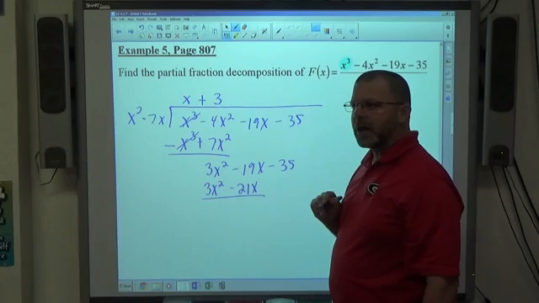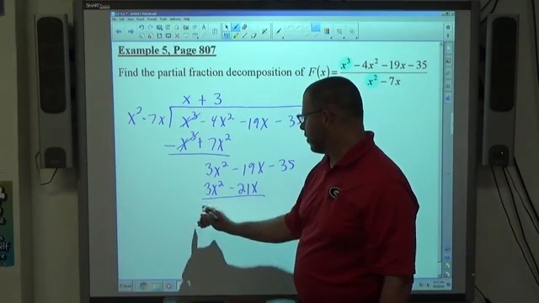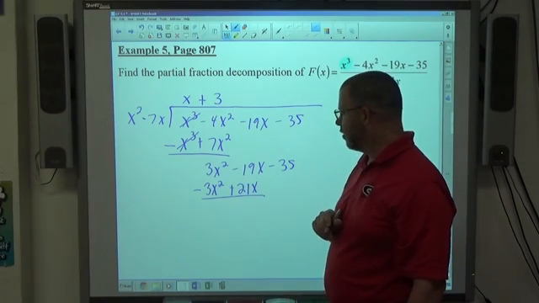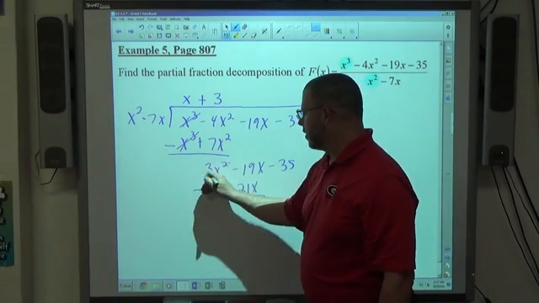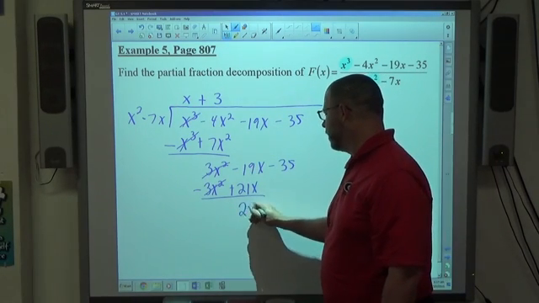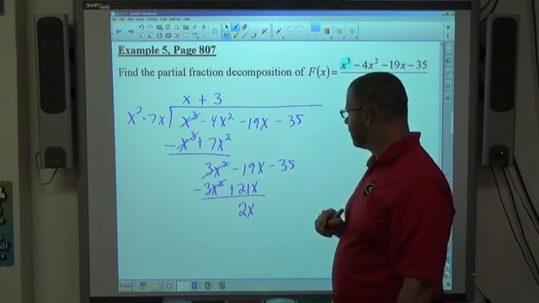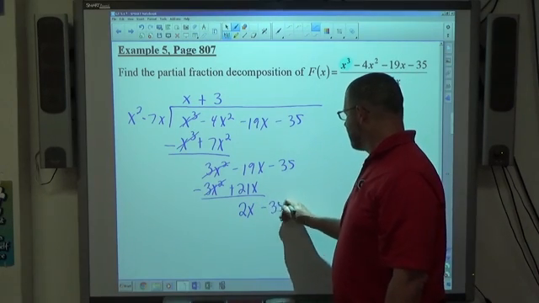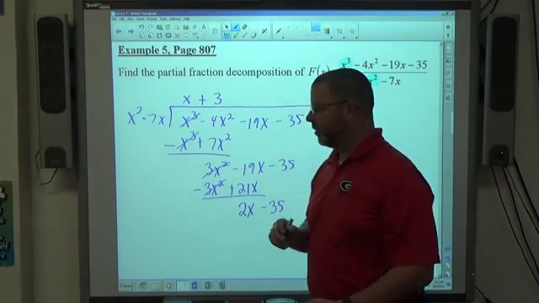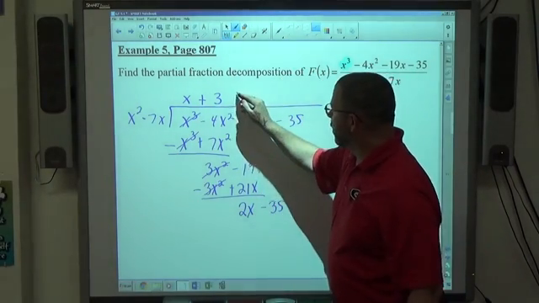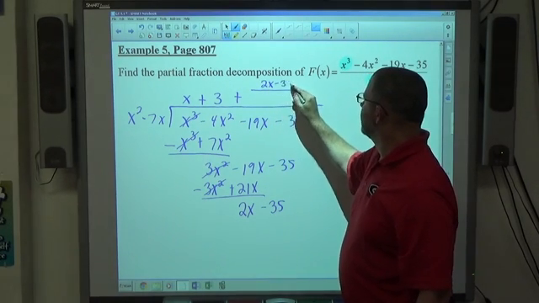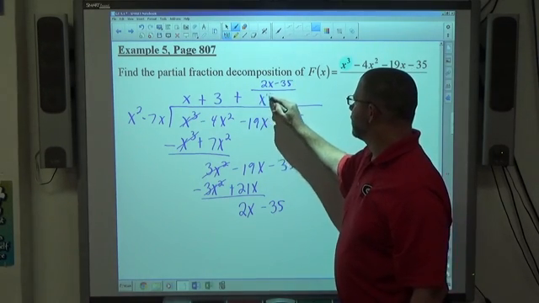Next thing we do is subtract, and subtraction is changing signs. 3x squared is positive, changes to negative. 21x is negative, changes to positive. Both signs change. 3x squared minus 3x squared, opposites cancel. Negative 19x plus 21x, opposite sign, subtract. We get 2x, it'll be positive because 21 is bigger. And minus 35. At this point, x to the first is smaller than x to the second, so we're done dividing. This is the remainder. So I'm going to do plus, and then I'm going to put the remainder, 2x minus 35, over x squared minus 7x.